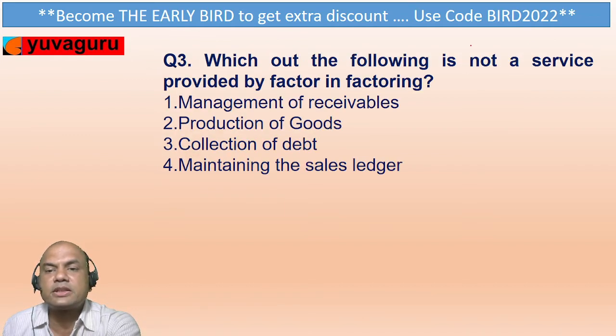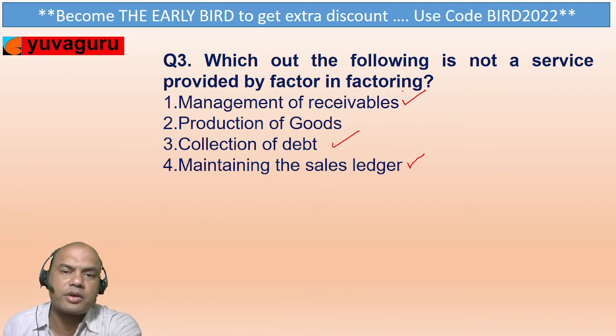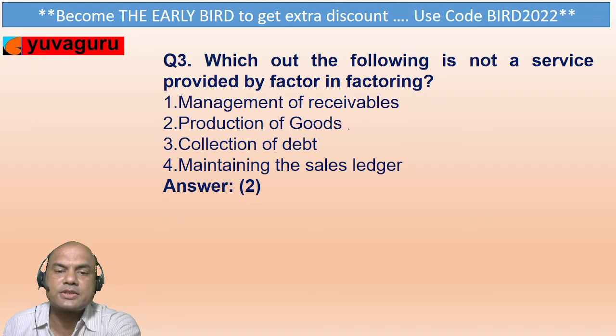Which of the following is not a service provided by a factor in factoring? So, which service is not provided by the factor? Management of receivables, we just saw it. Production of goods, collection of debt, maintenance of sales ledger. Production of goods means, how can a finance company help you in production of goods? That you have to do yourself. So the answer is 2, correct?